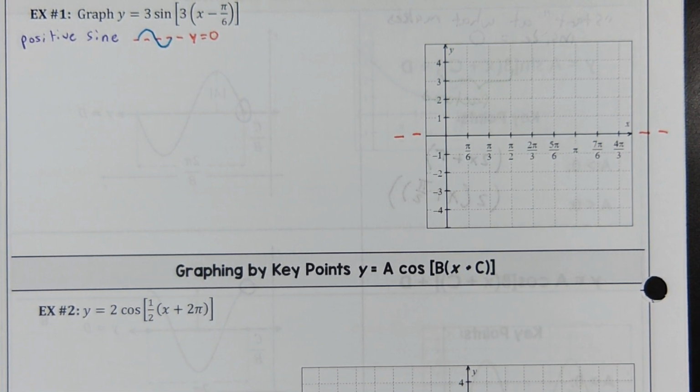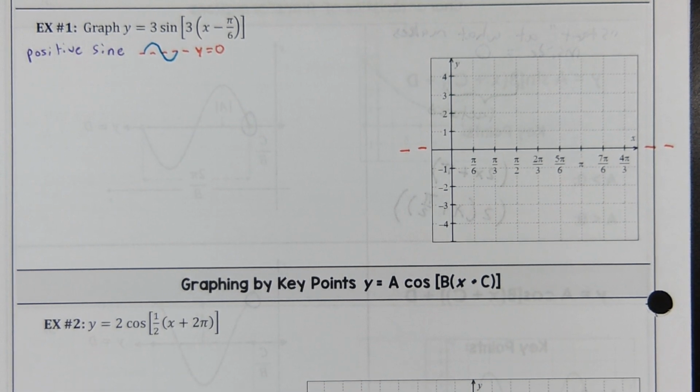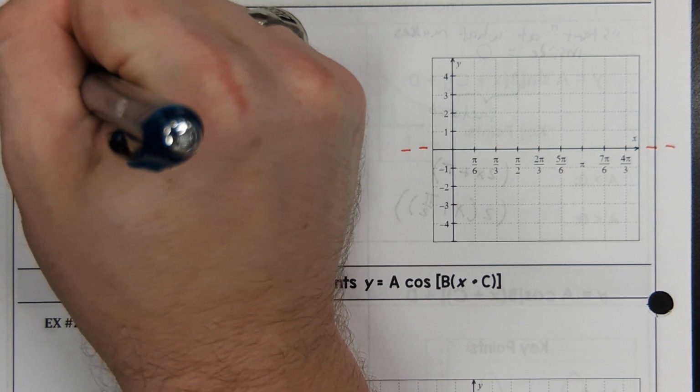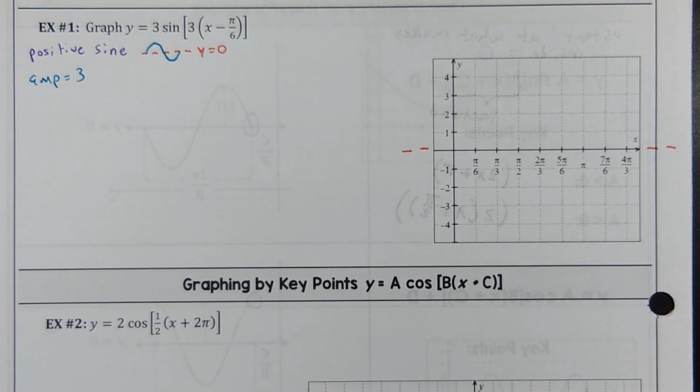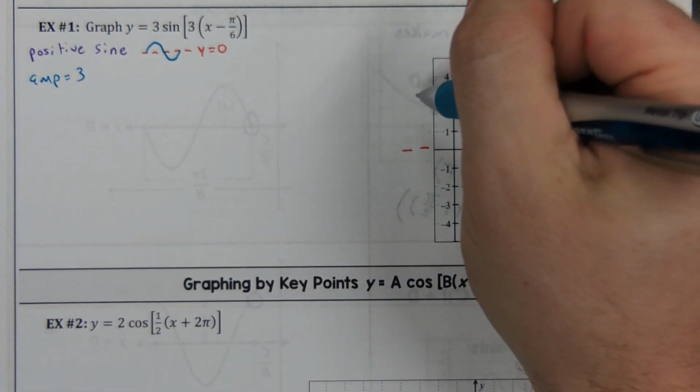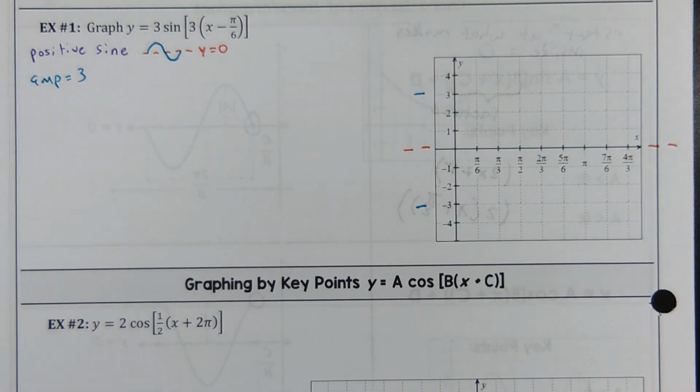Cool. Then I would look at my amplitude, and I would see that my amplitude is 3. The reason why I would do that is because it would show me how far up and how far down I'm going to draw my dots. Awesome. Now I need to know where to start, and I need to know how long the period is. It doesn't matter which one of those you do first, it's unimportant.